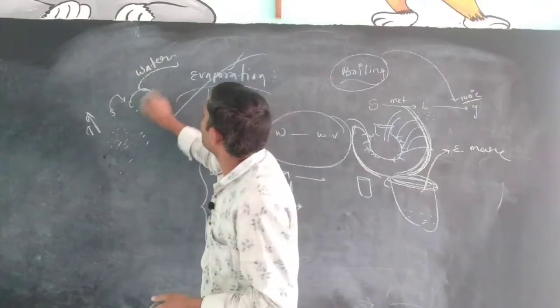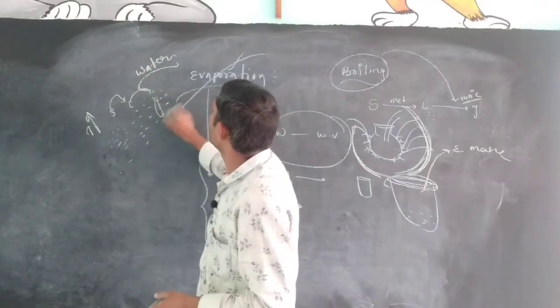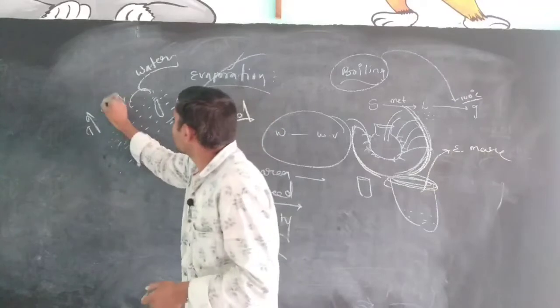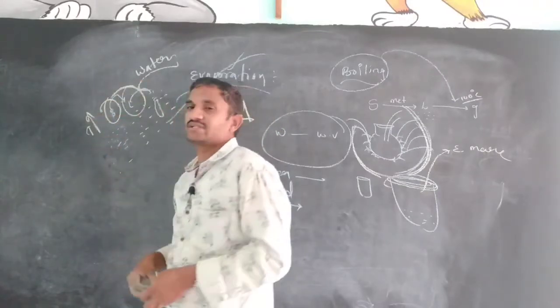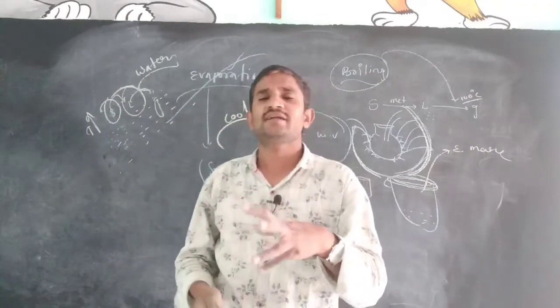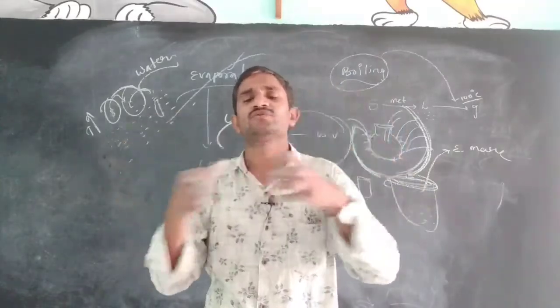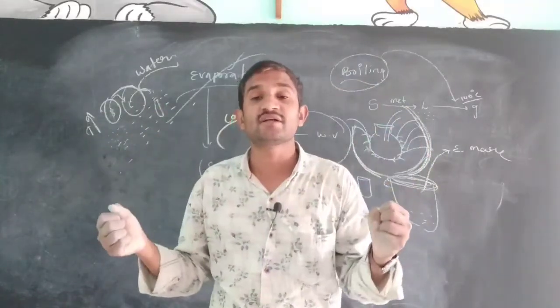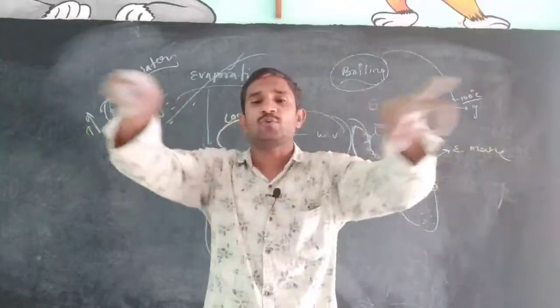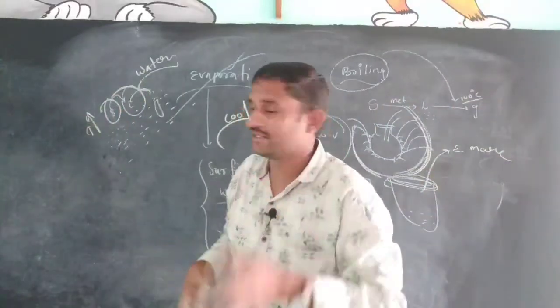Here the molecules are also moving far away from each other, in solid substances and liquid substances. When we heat them, what will happen? The molecules will be moving far away from each other, and the occupying volume will be increasing.